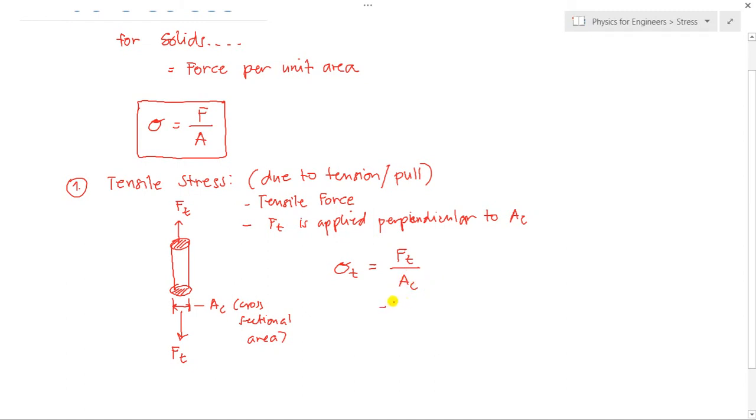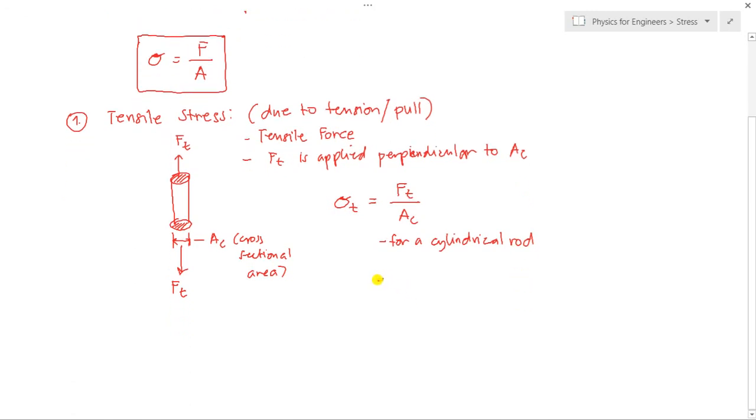Now, for a cylindrical rod, of course, we know the cross-sectional area of a cylindrical rod, which is a circle. So, therefore, we can say that for a cylindrical rod, it is Ft over pi over 4 times the diameter of the cylindrical rod squared. That is the tensile stress for a rod. For other objects, the cross-sectional area will vary.